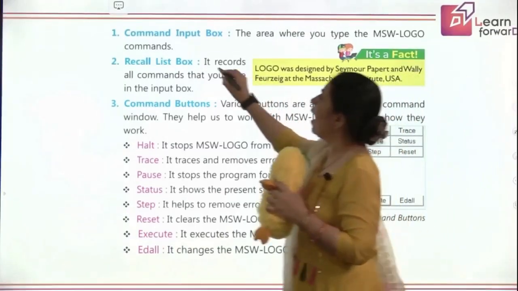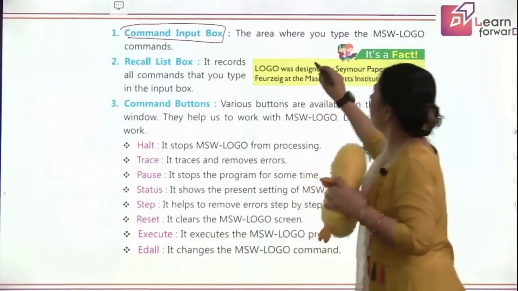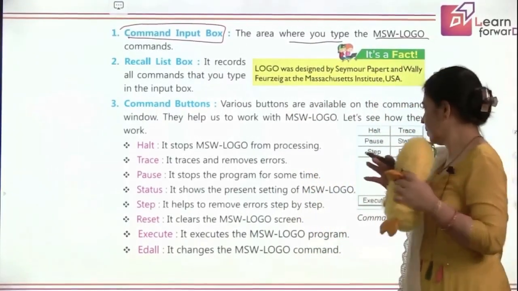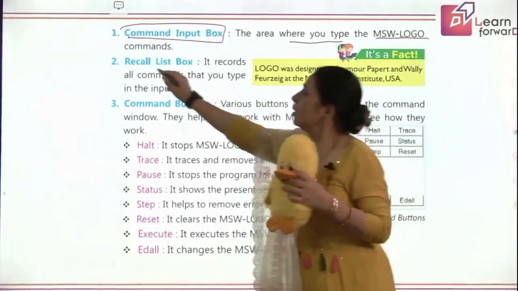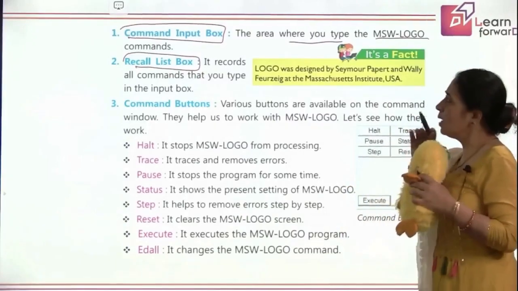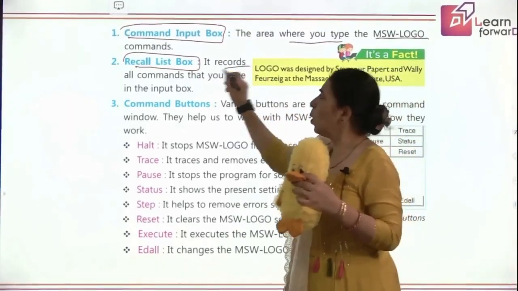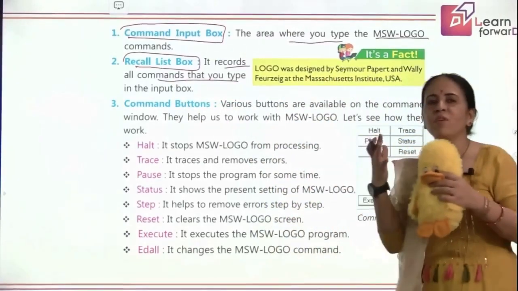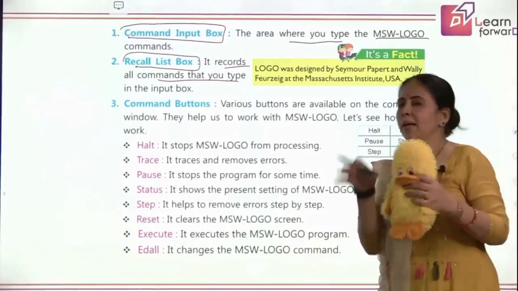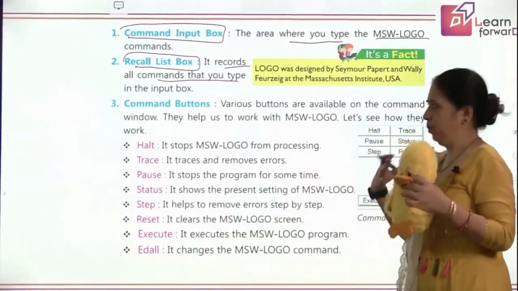So, we have a command input box, which is the area where we actually type the commands, right? And then there is a recall list box also. So, what is the recall list box? It is going to record all the commands which you have typed in the input box. That means whatever you are typing is not getting cleared, but it is getting stored in the computer memory.